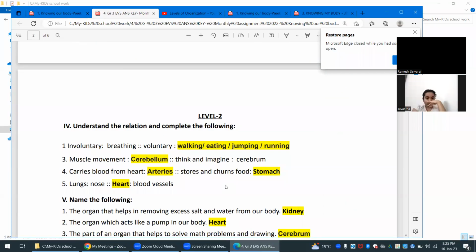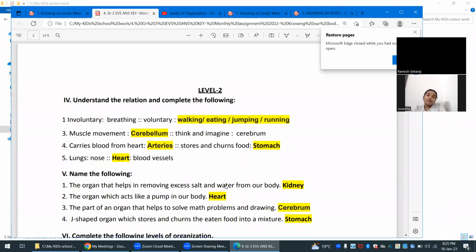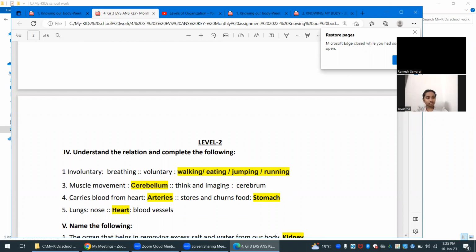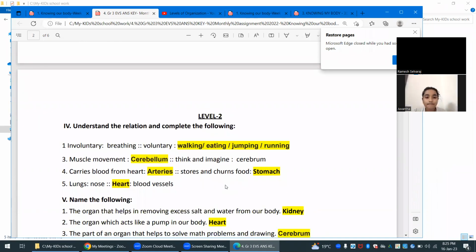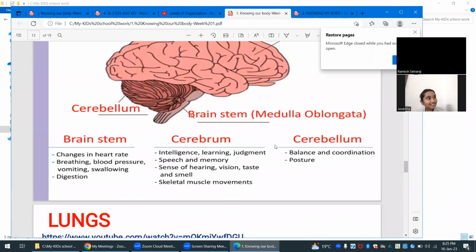Then which organ acts like a pump in our body? Heart. Why? The heart pumps blood. That's right. Then which organ helps to solve math problems and drawing? Brain. Which part of the brain? Cerebellum? No, cerebrum.